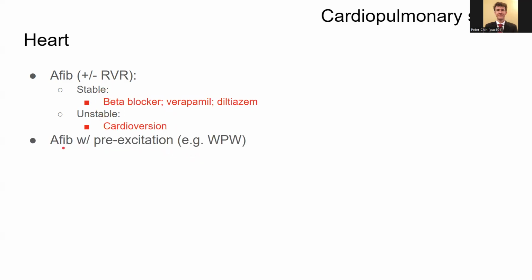Okay, so here's what I was talking about earlier. There's a different management for AFib with pre-excitation, like Wolff-Parkinson-White. If they're stable, you don't give beta blockers, verapamil or diltiazem. You give the PALS medicine: procainamide, amiodarone, lidocaine, sotalol. I'll talk about this in a second, but I'm going to get to the rest of the management. If they're unstable, they get cardioversion.